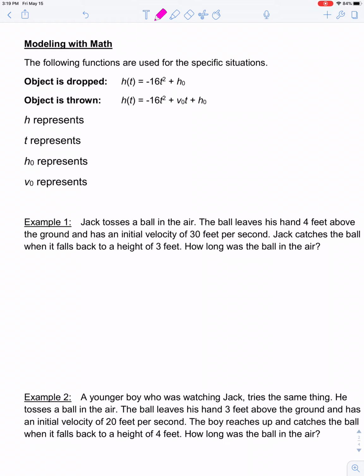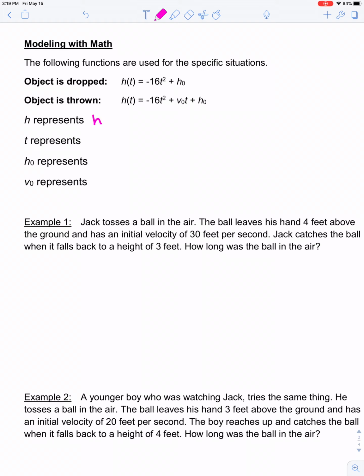The second equation is when you throw an object, for example, on a baseball field, softball field, football field, an object goes up and then it comes down. So negative 16 represents the gravity. So let's write in everything else.